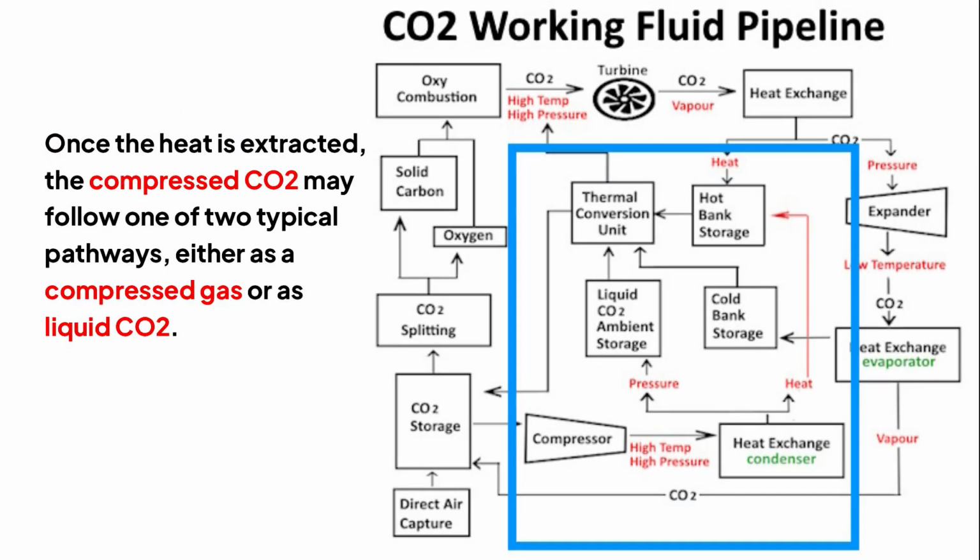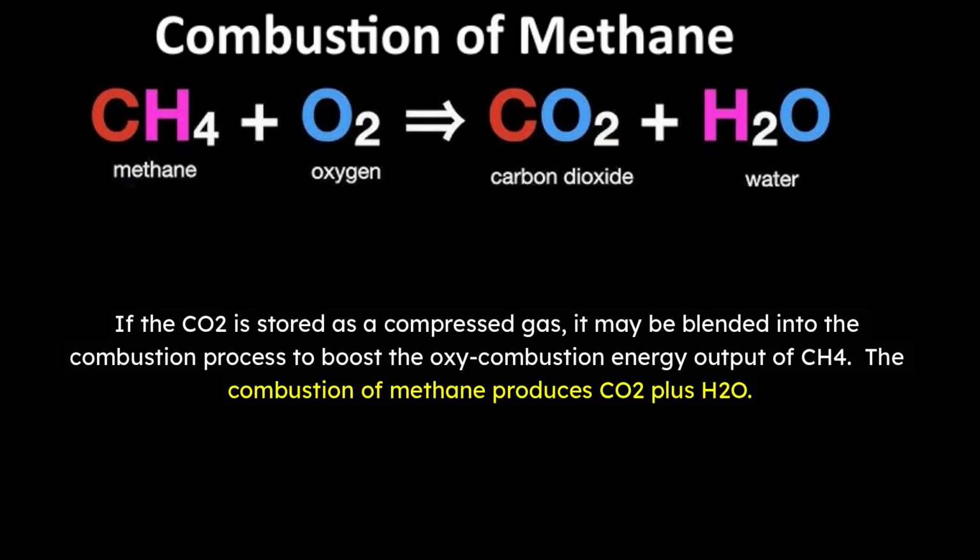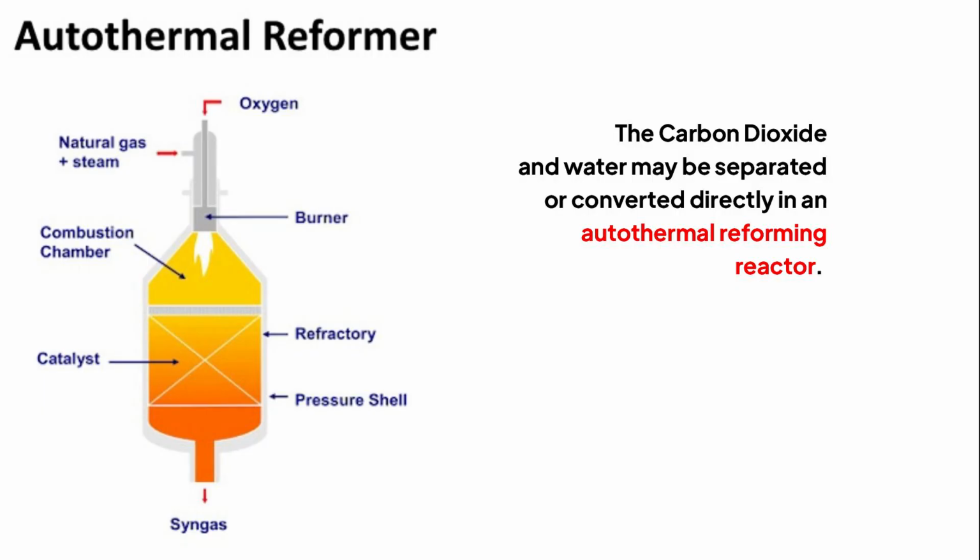Once the heat is extracted, the compressed CO2 may follow one of two typical pathways, either as a compressed gas or as liquid CO2. If the CO2 is stored as a compressed gas, it may be blended into the combustion process to boost the oxy-combustion energy output of CH4. The combustion of methane produces CO2 plus H2O. The carbon dioxide and water may be separated or converted directly in an autothermal reforming reactor.